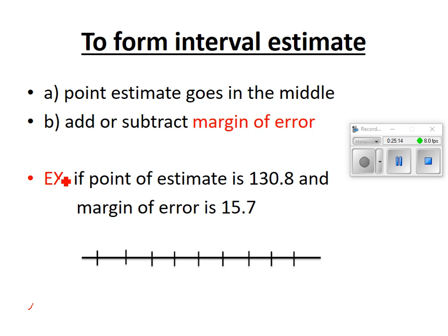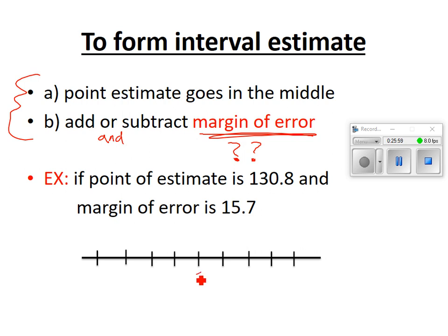So to form an interval estimate, find your point estimate, which goes in the middle. You add or subtract your margin of error, which we haven't done yet, which we're going to do in the next slide or two. But these are the two steps. It says add or subtract. It probably should say add and subtract, because if we subtract, we find the low limit. If we add, we find the high limit.